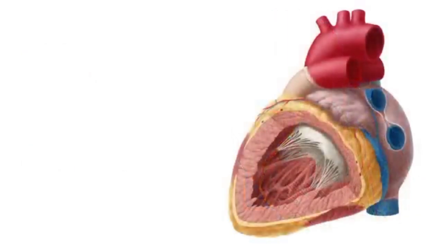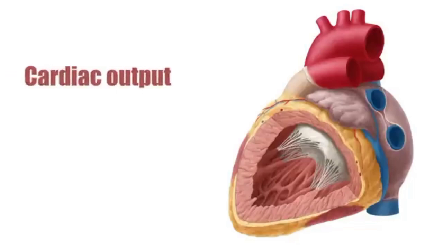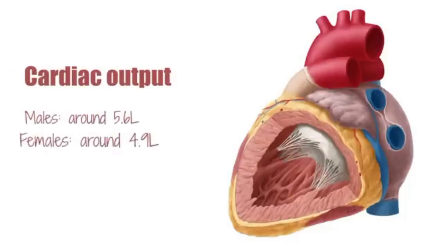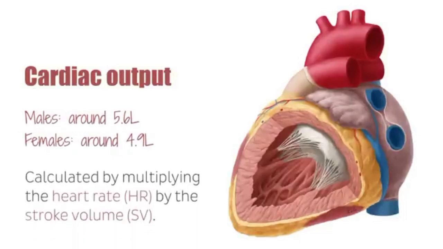The amount of blood in liters that is pumped out of the heart per minute is known as the cardiac output, which is around 5.6 liters in males and 4.9 liters in females. It can be calculated by multiplying the heart rate, which is the number of beats per minute, by the stroke volume, which is the amount of blood that collects in the ventricle when it is at full capacity and about to contract.